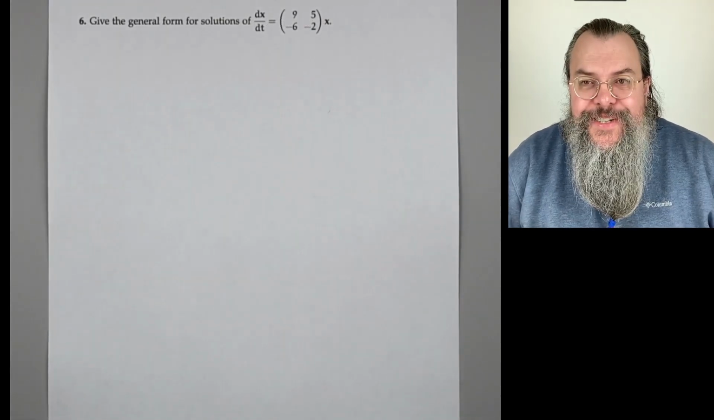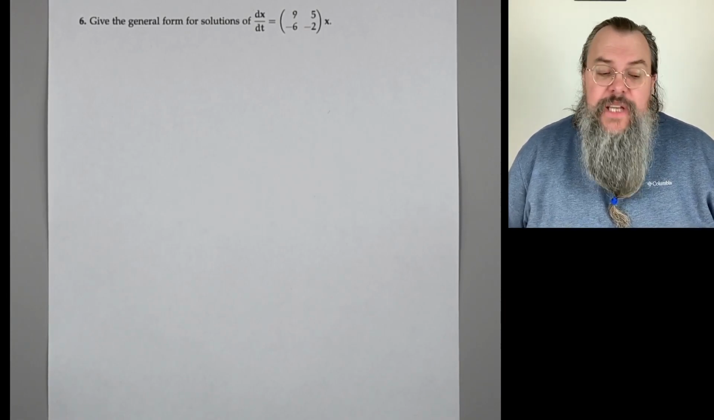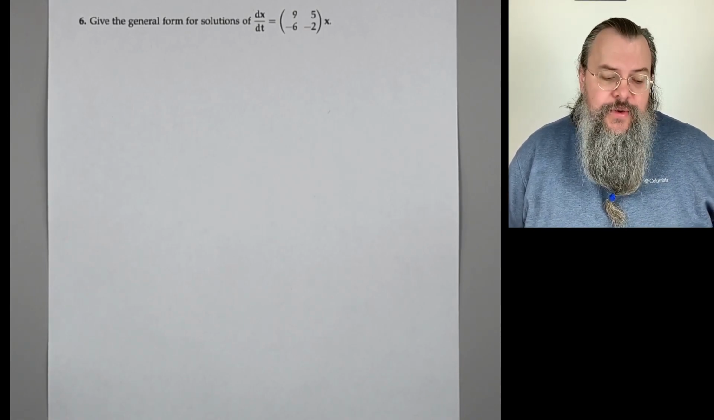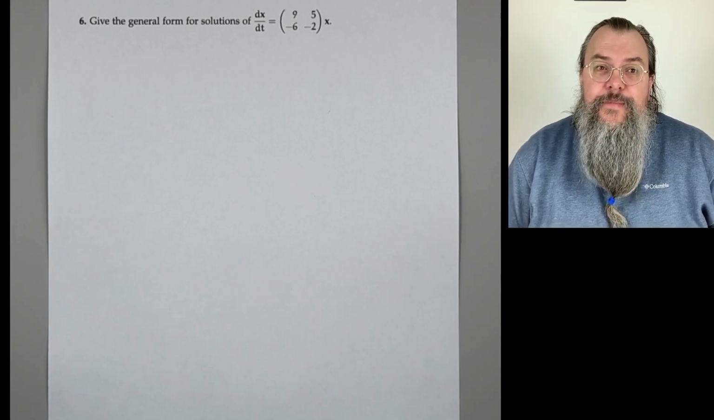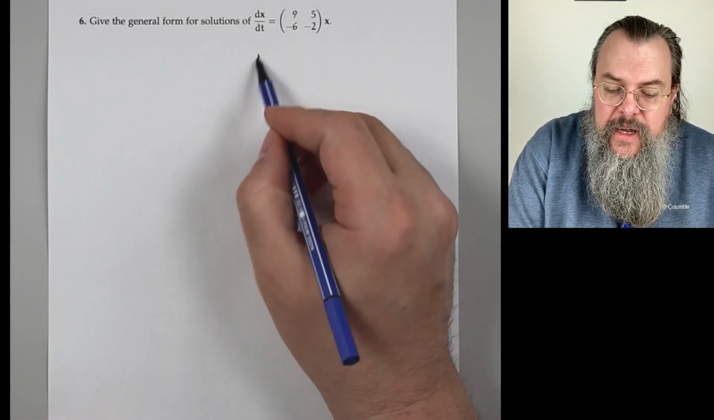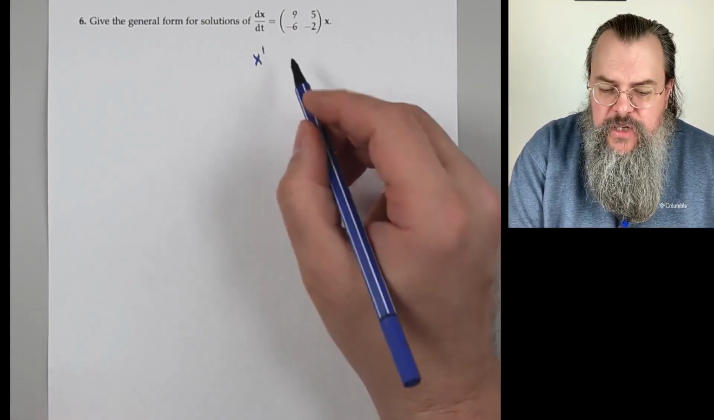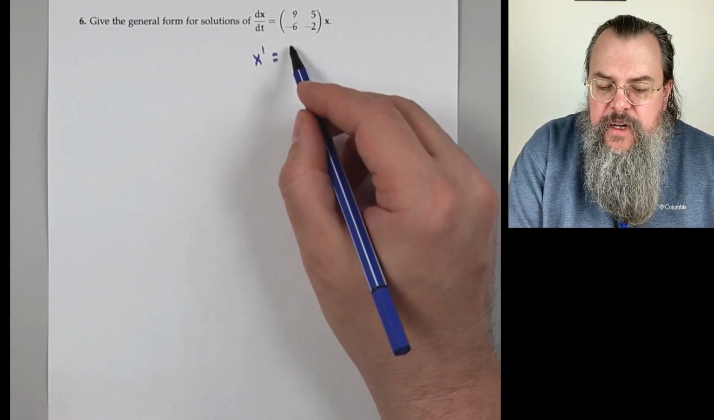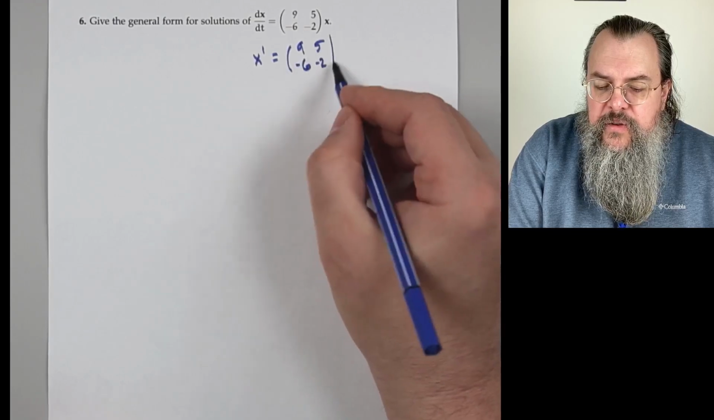Number 6. Give the general form for solutions of dx/dt is equal to the matrix 9, 5, minus 6, minus 2 times x. All right, and remember, this is just another way of saying x prime. If you're not comfortable with that notation, just change the notation. So x prime equals the matrix 9, 5, minus 6, minus 2 times x.